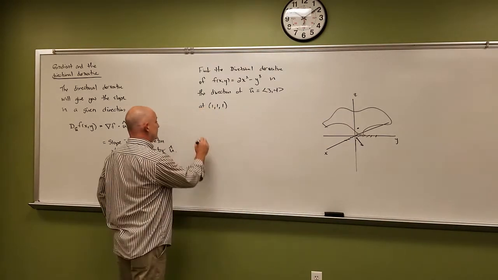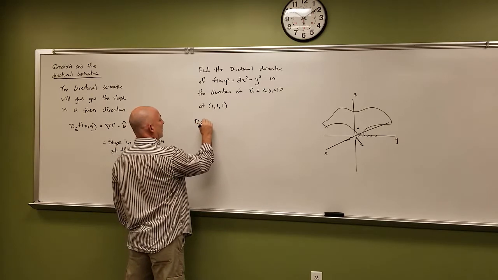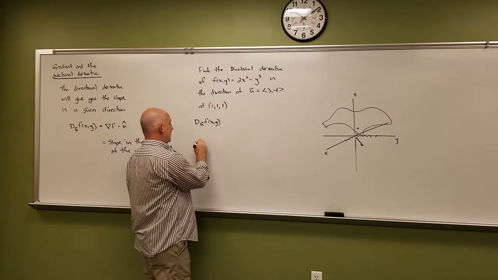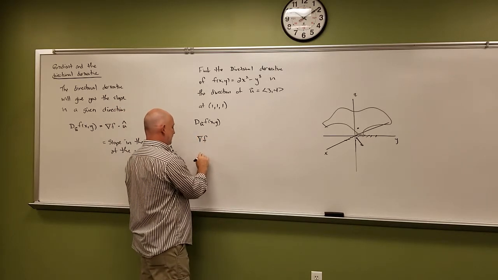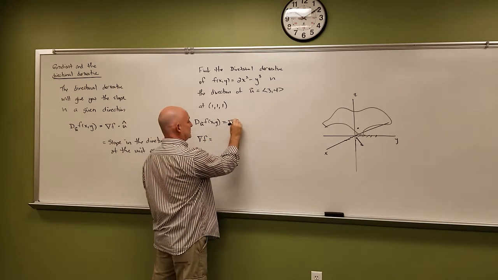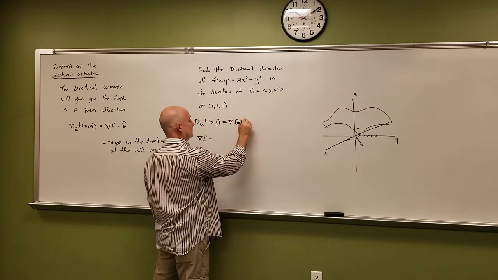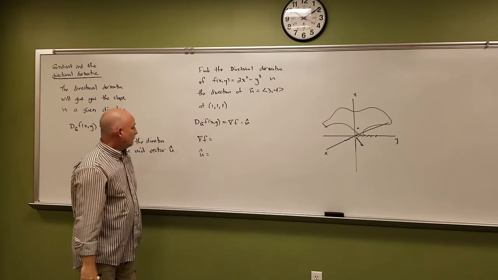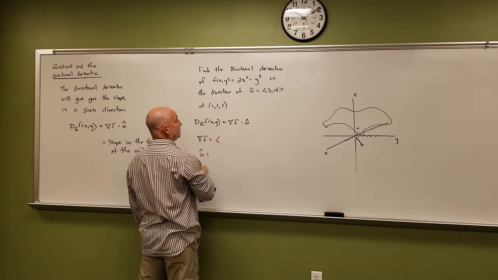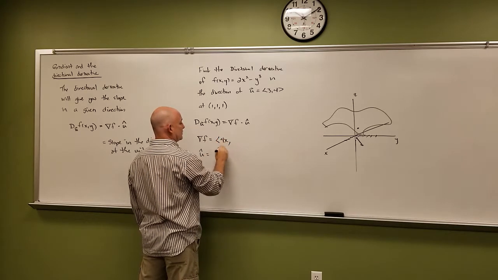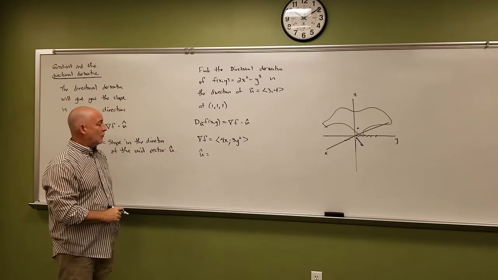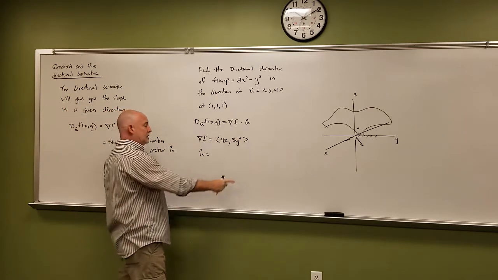Well, first off, let's find the directional derivative of f in the u direction. To do that, I have to have del f and I have to have u hat. We need these two things because we know by definition this is del f dot u hat. So del f would be the gradient of this, so it'd be the derivative of that with respect to x in the x direction, comma the derivative of that with respect to y in the y direction. So there is the gradient of f.